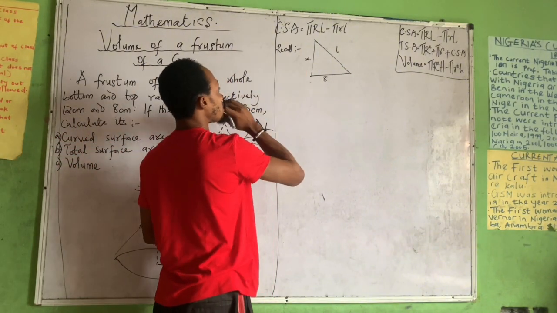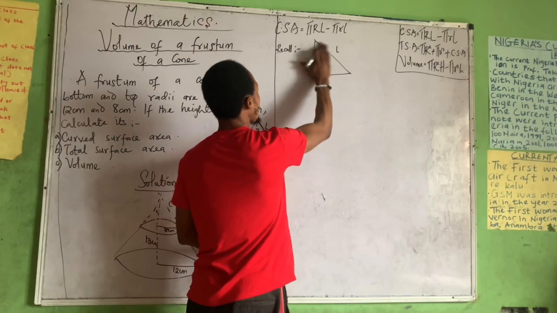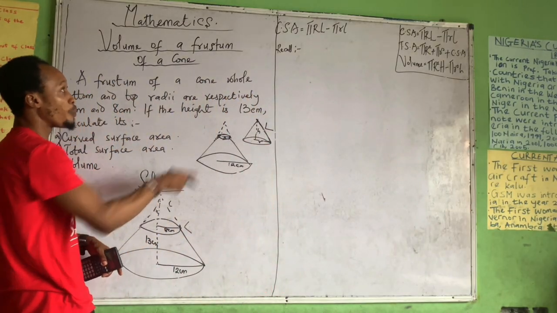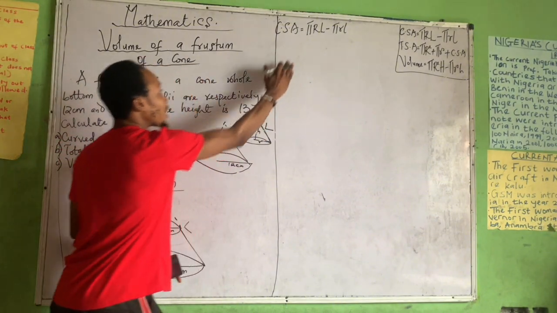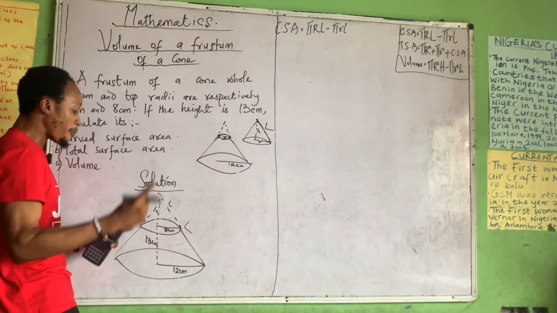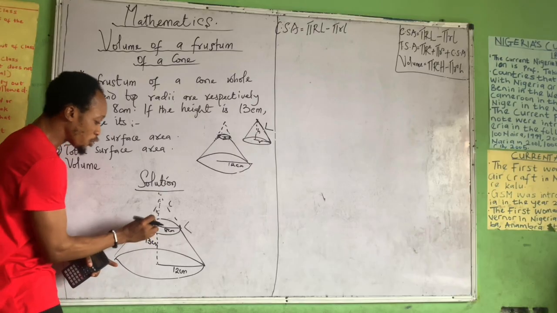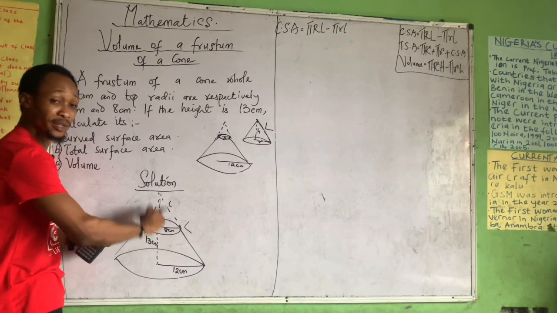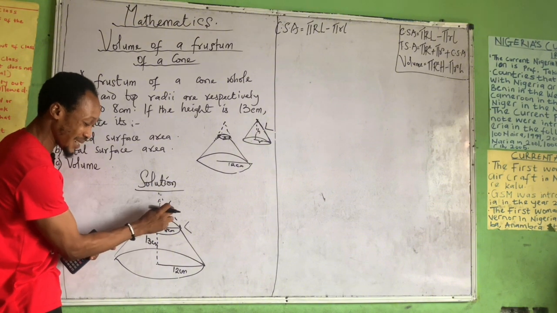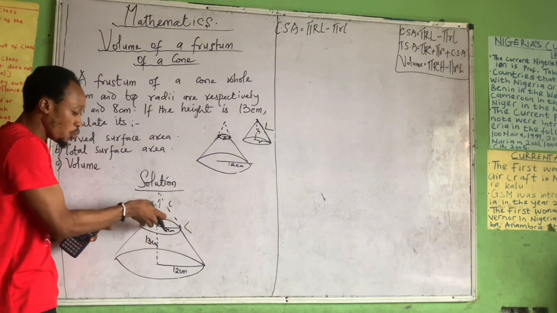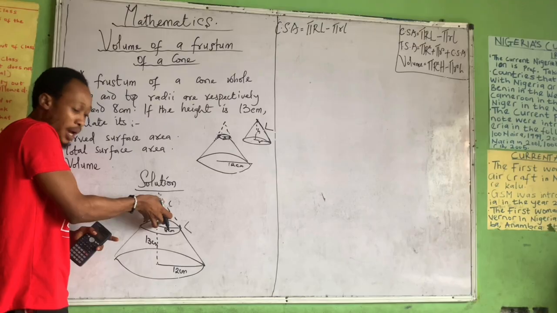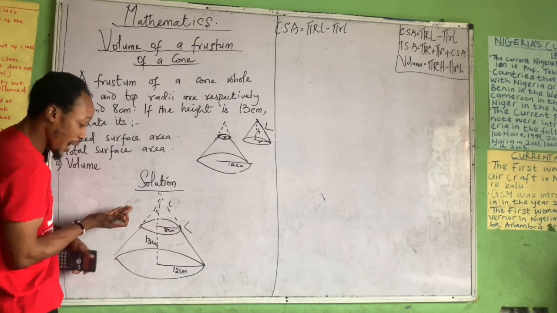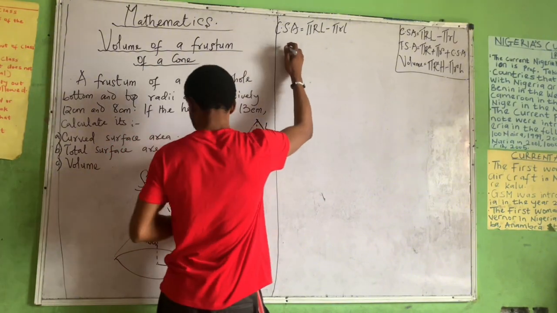Before this, because we are still going to look for this x. We wanted to go into Pythagoras theorem, but before we go into that, we need to get this x first, because without getting this x, we cannot use the Pythagoras theorem to get this last side. So what we need to do is to equate the small cone and the big cone, since they are parallel.